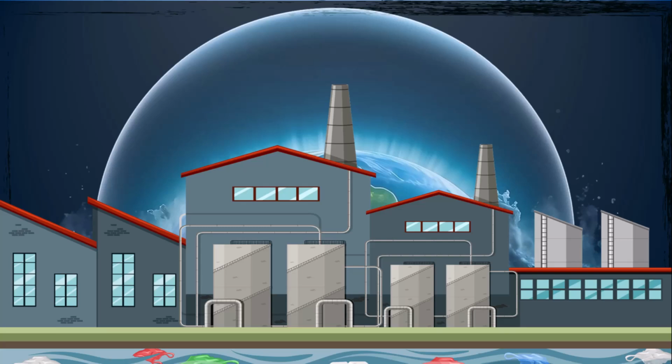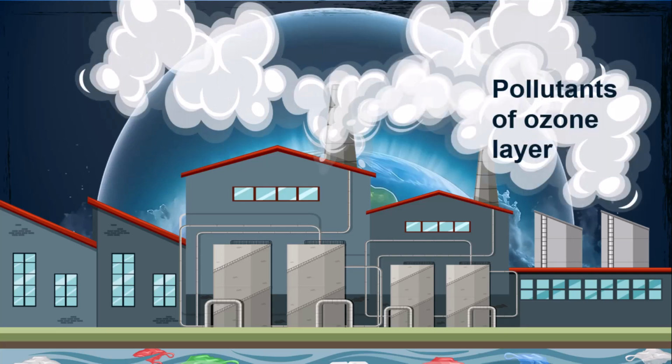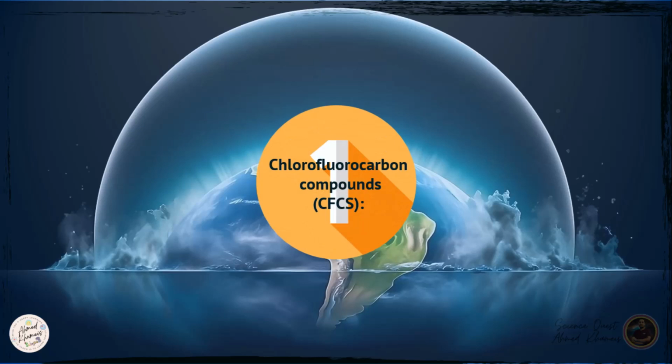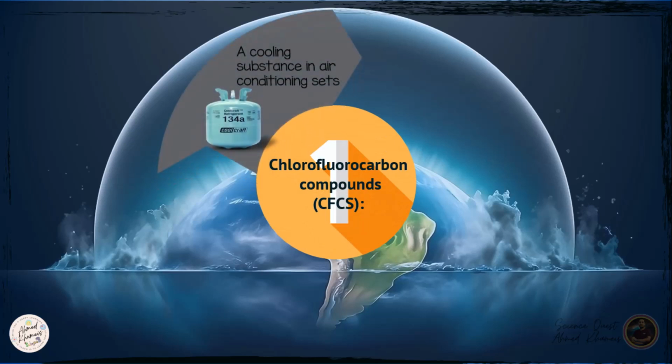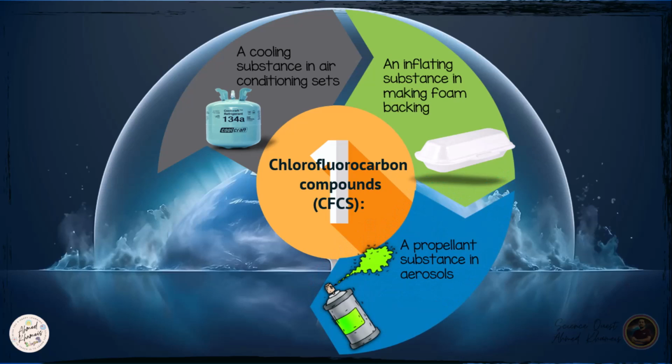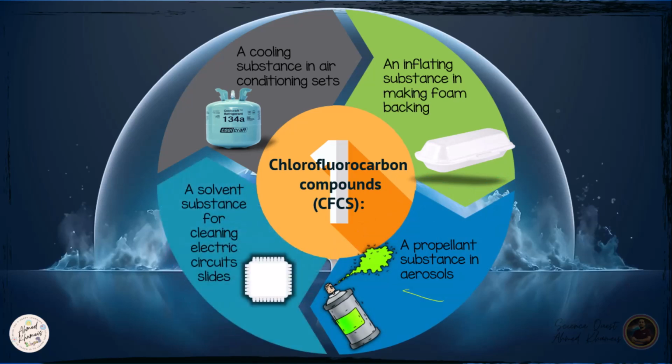So what causes the ozone hole or the ozone depletion? The pollutants of the ozone layer. First is chlorofluorocarbon compounds, which are used as a cooling substance or inflating substance in packing, or a propellant substance in aerosols. They are also used as a solvent for cleaning electric circuits.